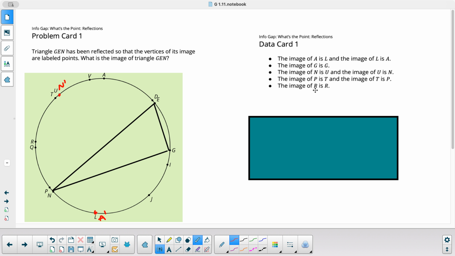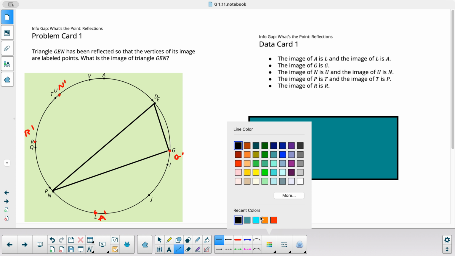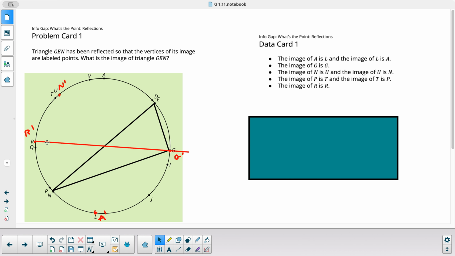And the image of R is R. So here's the thing, R, oh, and it says the image of G is G. So this is G, this is G prime, this is R prime. So these two are the keys because they tell us that since the image is the same point, that means it's on the line of reflection. So I'll make my line of reflection red because R, red starts with R, and so does reflection. So that way you don't forget which is which. So here is my line of reflection.